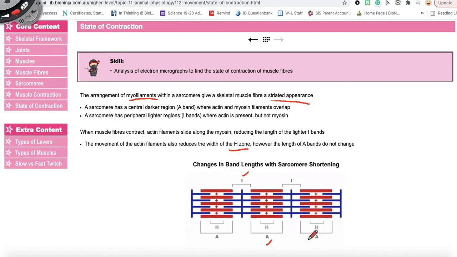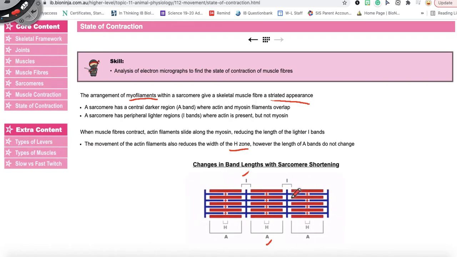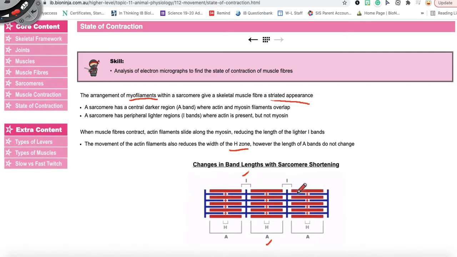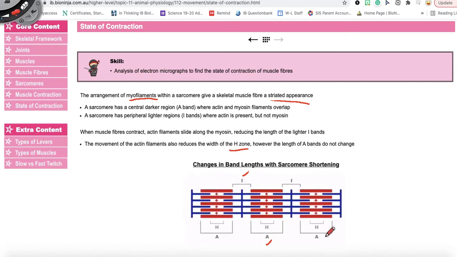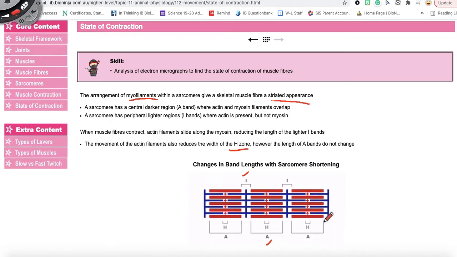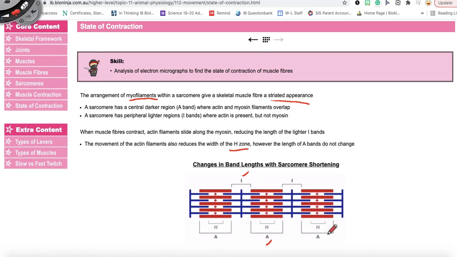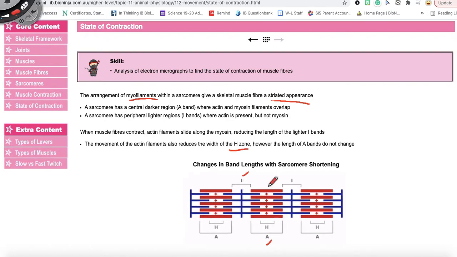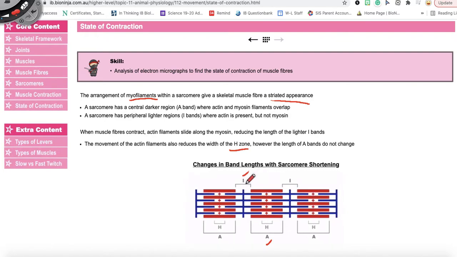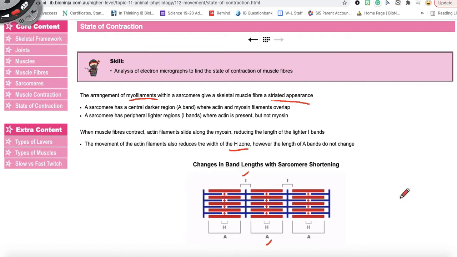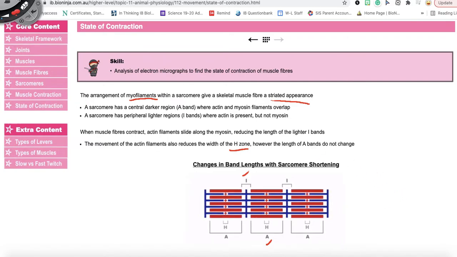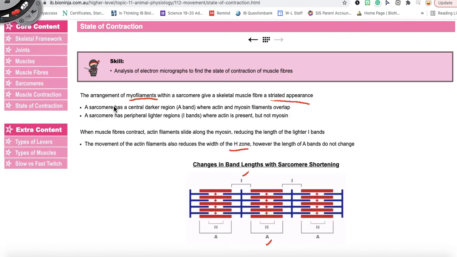But notice that the A region, or the A band, does not change length, because that's pretty much the length of the whole myosin, from one end to the other. The whole length of myosin is not changing. So only the H band, or H region, and only the I band, or I region, change lengths when the muscle contracts. That's something important to understand.